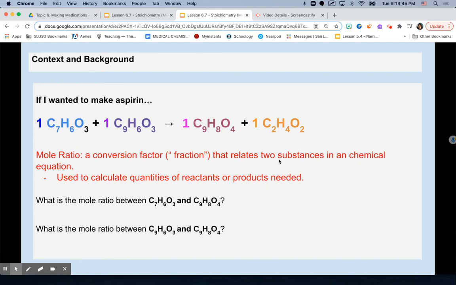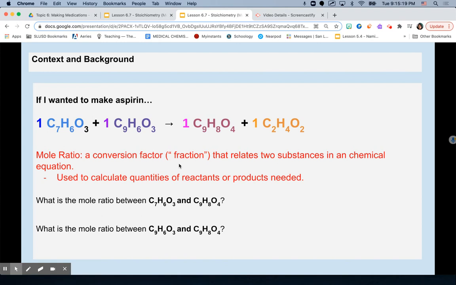So mole ratio is kind of just the fancy chemistry term for saying, okay, if I want to double or triple a recipe, what do I need to do in terms of getting a certain number of reactants, right? So if I want to double the aspirin that I make, I'm just doubling my reactants or my ingredients here, right? But sometimes chemistry equations get a little bit complicated, so I'm going to have to write mole ratios to help me out.